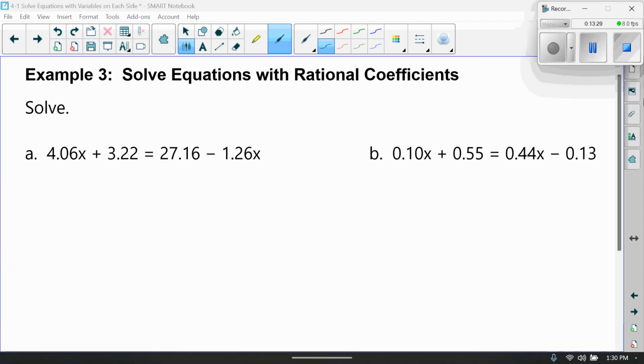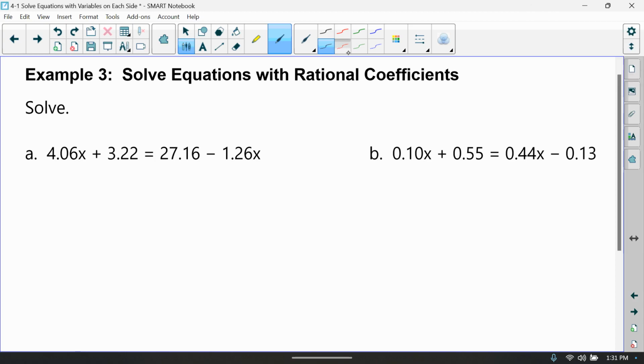So example 3 is now with rational coefficients, but now decimals, okay? And remember, I don't have a trick for that, but we have access to our calculators, right? Okay, so let's, everybody write down the first example. We have 4.06x plus 3.22 equals 27.16 minus 1.26x. Now, we are starting with our variables, okay? So here's my x term, and there's my x term.